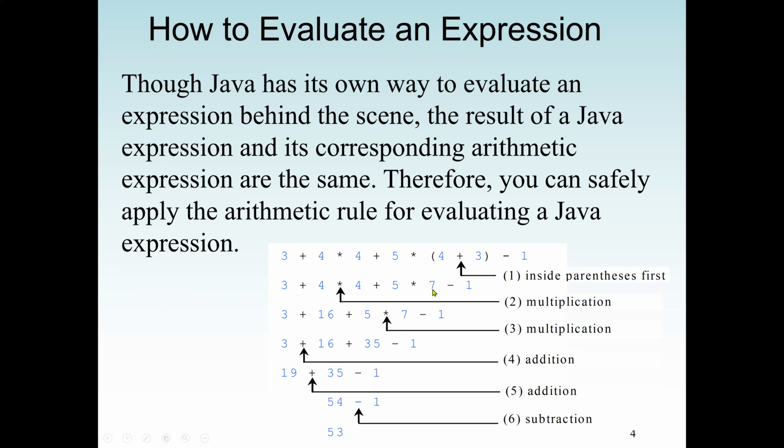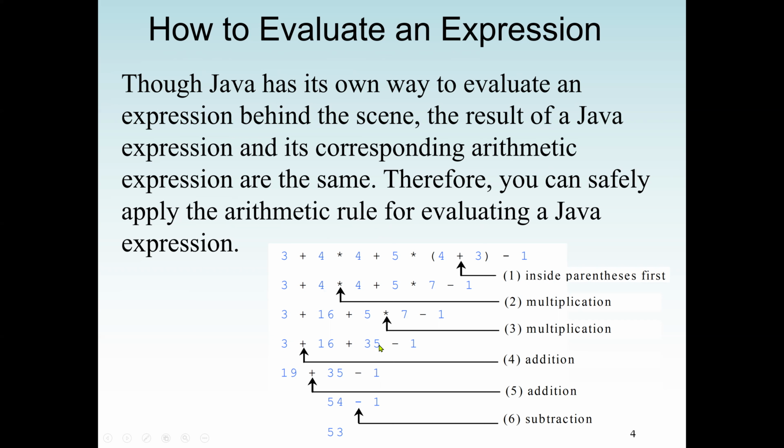Next, we start with the multiplication or division. Here we have multiplication. So we're going to do multiplication first from left. So we get 4 times 4, which gives us 16. We have another multiplication, so that will be the third operation, 5 times 7, which is 35.